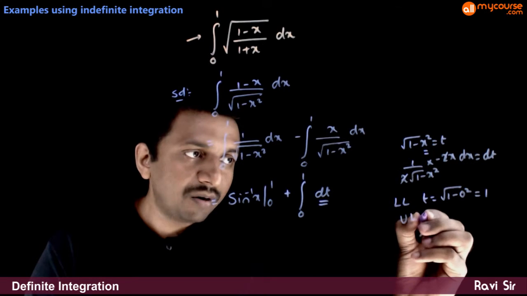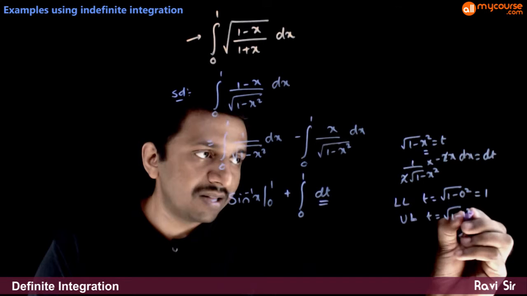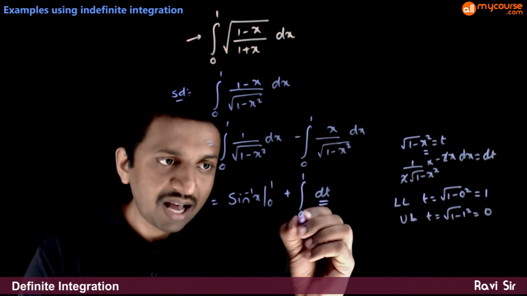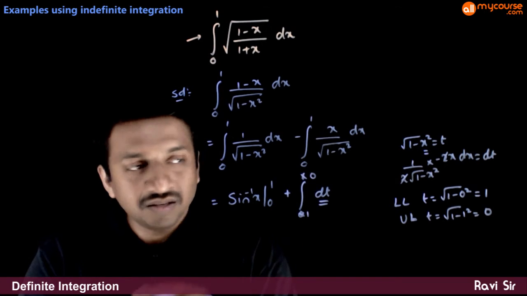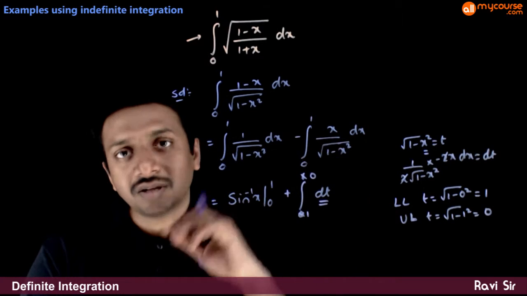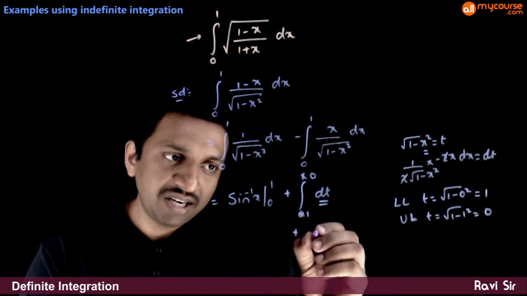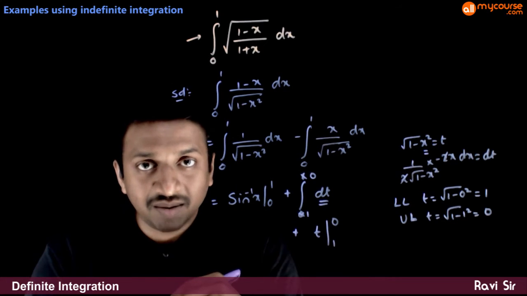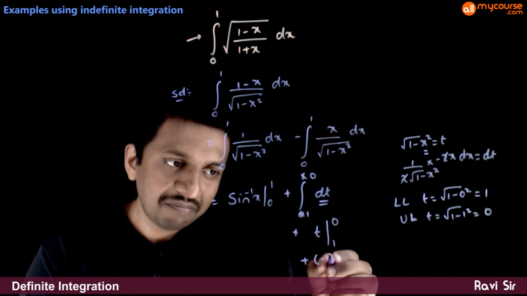So what is the upper limit of t? It is equal to root of 1 minus upper limit of x whole square, 1 square, which is equal to 0. That means the limits of t are not 0 to 1, they are 1 to 0. So now I have converted the expression in terms of t and the limits also in terms of t. So that is equal to plus, what is integration of dt? It is t between the limits 1 and 0, that is equal to plus 0 minus 1, which is minus 1.